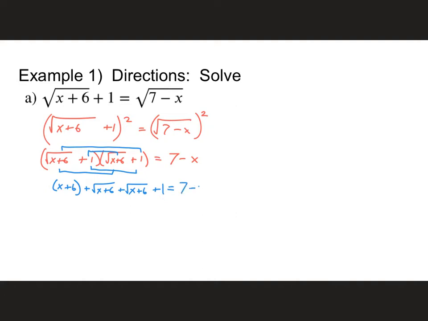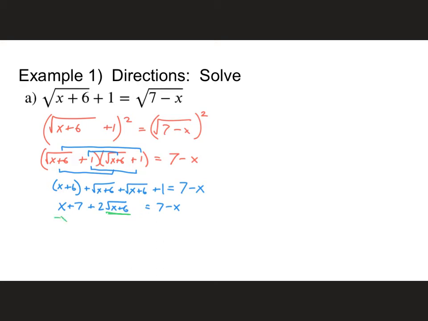Okay, so let's see here. On the left-hand side, we're going to have some like terms that we're going to be able to combine. So the x doesn't have any like terms, so we just have that. The plus 6 plus 1 gives me plus 7. And then the square root of x plus 6 plus the square root of x plus 6, that's 2 square roots of x plus 6. And then we have the right side, which I'm just going to rewrite again. Okay, so now what? Well, now we have this radical here. So we're going to isolate that radical. So what does that mean?